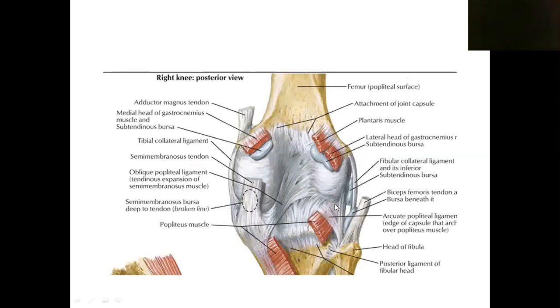Here in this image, see this one. This is the oblique popliteal ligament. See, this is the semimembranosus. Some fibers of the semimembranosus run upward and laterally. Most of the fibers insert into this intercondylar line, and some fibers reach the lateral condyle of the femur. So this is the oblique popliteal ligament.